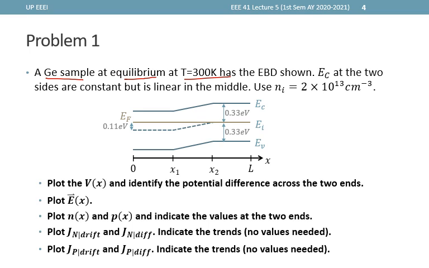So for this problem, we'll have to do the following. Plot the voltage as a function of x and identify the potential difference across the two ends, x equal to 0 and x equal to L. We'll also have to plot the electric field as a function of x, the electron and hole densities as a function of x, and the values at the two ends. And then we'll have to plot Jn drift, Jn diff, Jp drift, and Jp diff, and simply indicate the trends, no values needed.